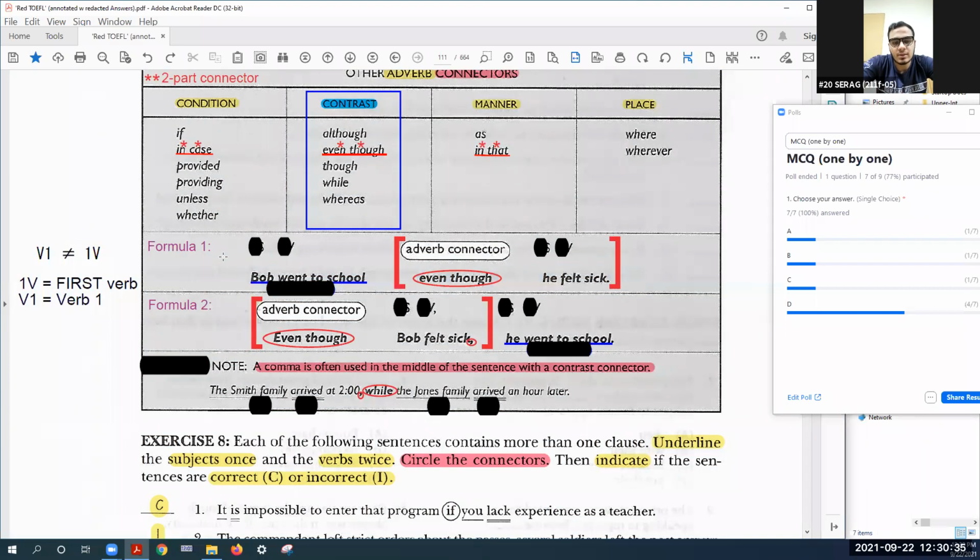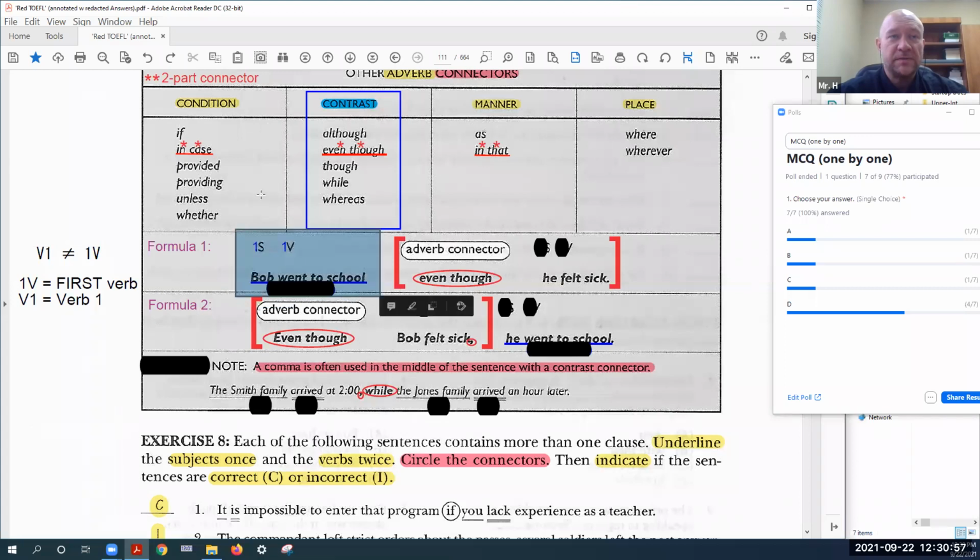Bob is the subject. Is it the first subject or the second subject? The first subject. Right. And then? Went, the first verb. Good. And what is this clause? Which clause is this?